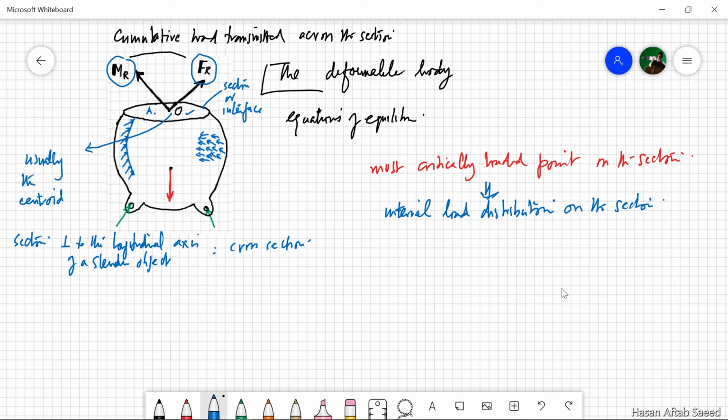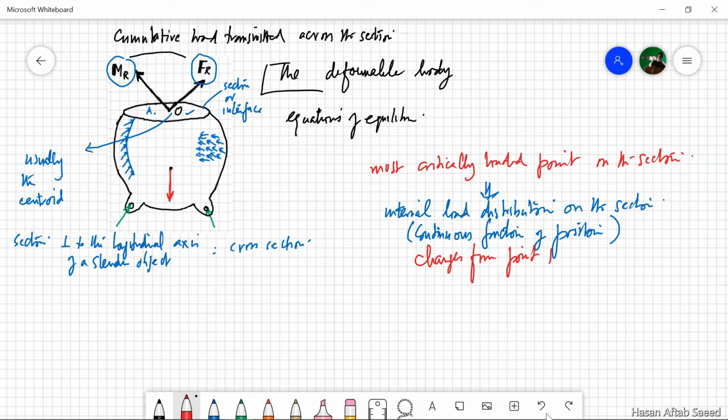This distribution tells us exactly how force is transmitted across the interface and is a continuous function of position on the hypothetically cut section. And therefore, in general, it changes from point to point on the interface. Now, the equations of equilibrium that yield Fr and Mr do not tell us anything about the load distribution on the interface.